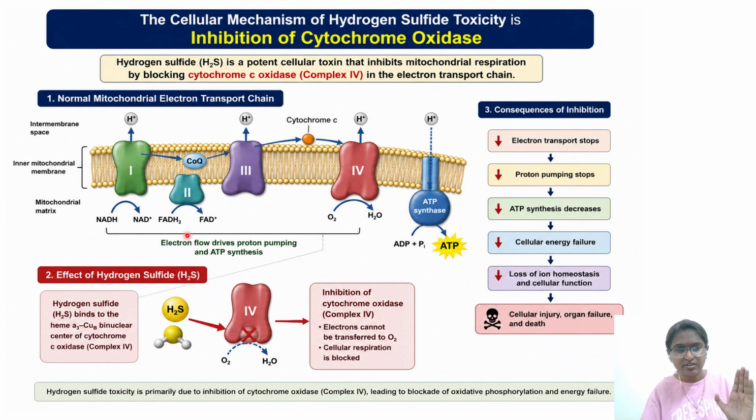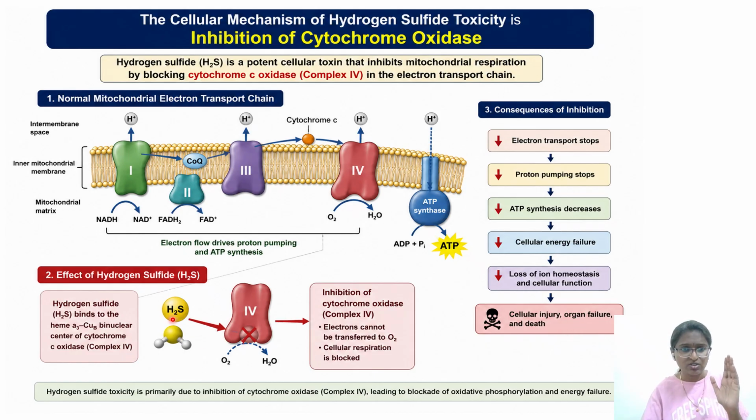Okay. Here, this is your electron flow that drives proton pumping and ATP synthesis. This particular complex is stopped. As a result, ATP formation is inhibited. So we'll see what the consequence of inhibition is. Electron transport chain stops, proton pumping stops. Okay, ATP synthesis decreases, cellular energy failure, so the cell will not get enough energy, loss of ion homeostasis and cellular function, cellular injury, organ failure, as well as death.